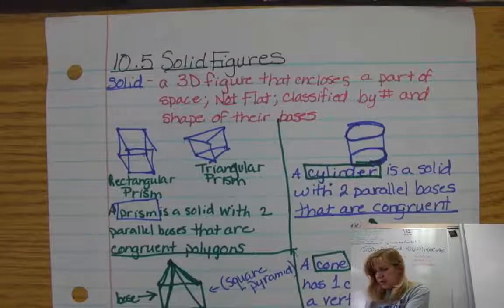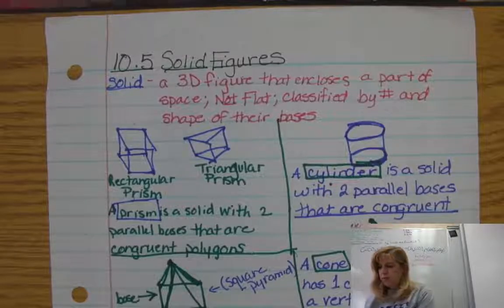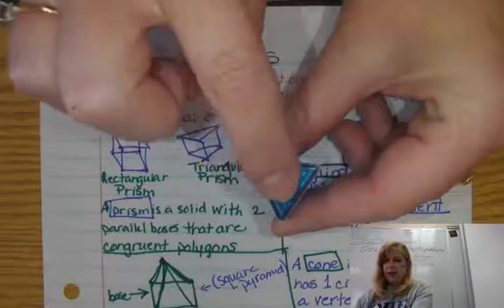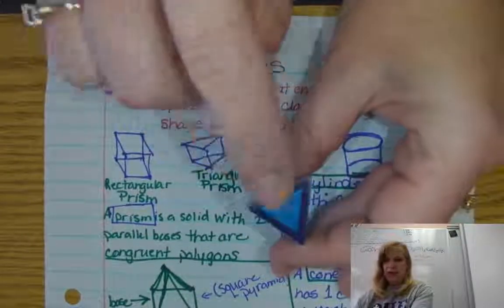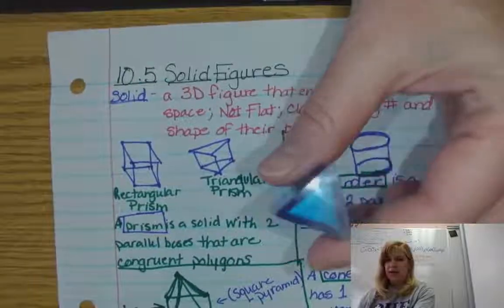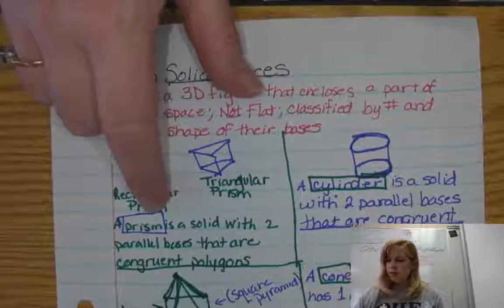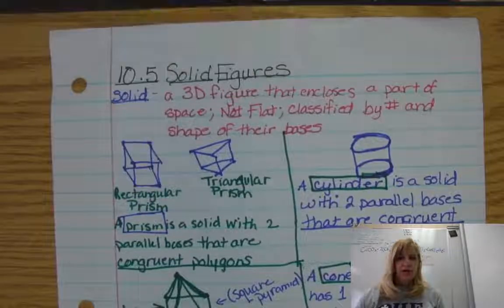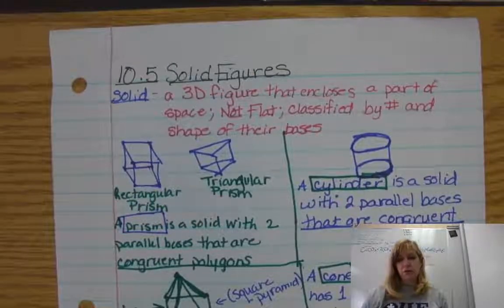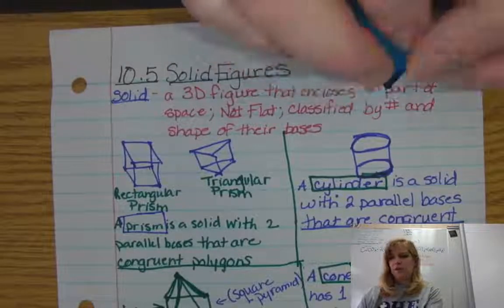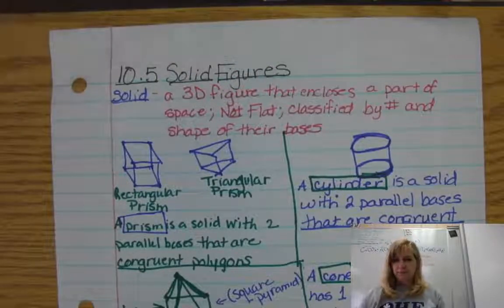Another example would be a triangular prism. And this has a base right here, and if I flip it over, it's got an identical parallel base connected by these lines. So a prism is a solid with two parallel bases that are congruent polygons, which means exactly the same size and shape on each of the bases.